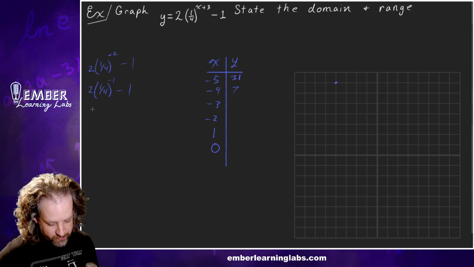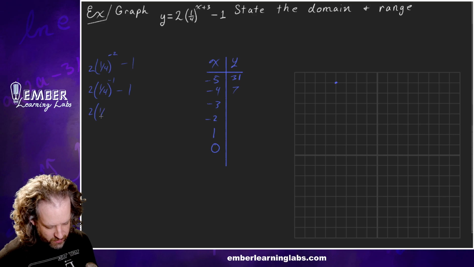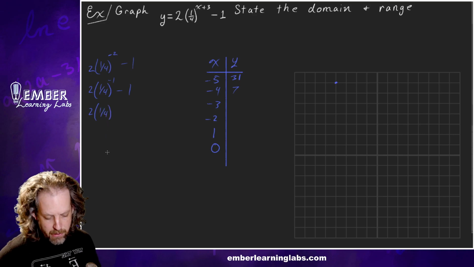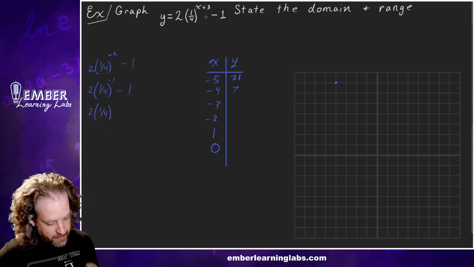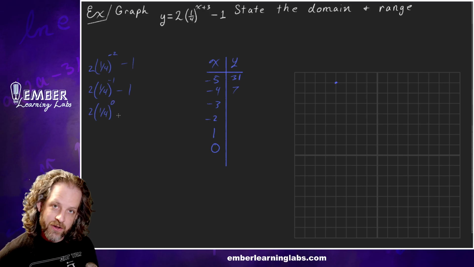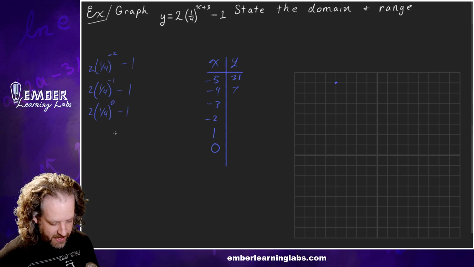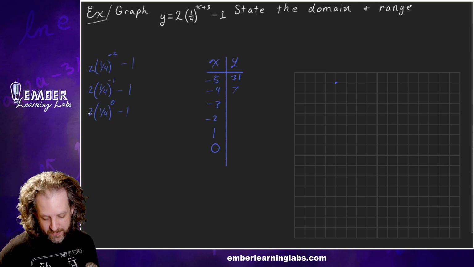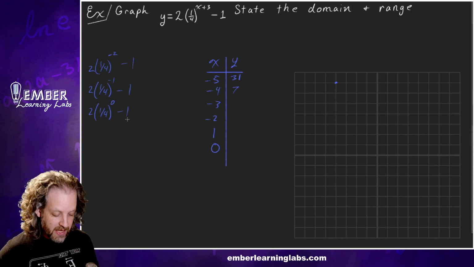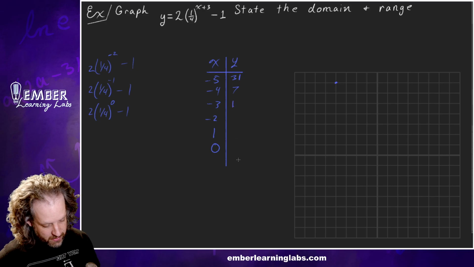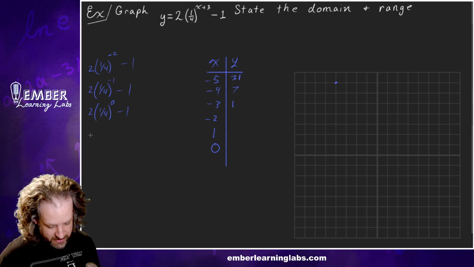Let's plug in a negative 3 in there. So 2 times 1/4 to the negative 3. So negative 3 plus 3 is 0. That's easy peasy, right? Anything to 0 is 1. 1 times 2 is 2. 2 minus 1 is 1. No big deal.